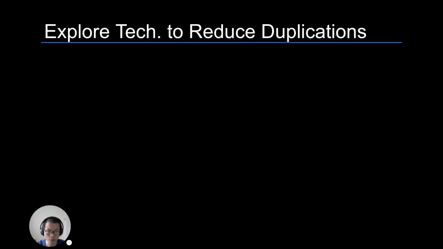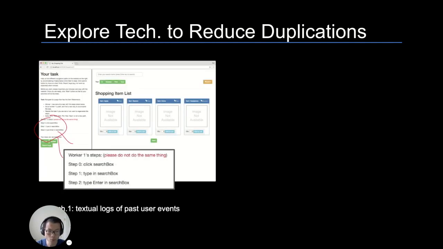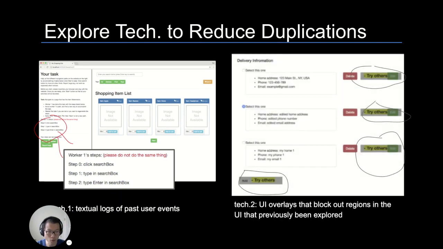To address the first challenge, we compared two techniques of guiding the workers to reduce duplication. The first one, on the left-hand side, is showing the textual logs of past user events. And the other one is adding UI overlays that block out the regions in the GUI that have previously been explored at a given GUI state. And we also include the baseline condition where users have no guidance.